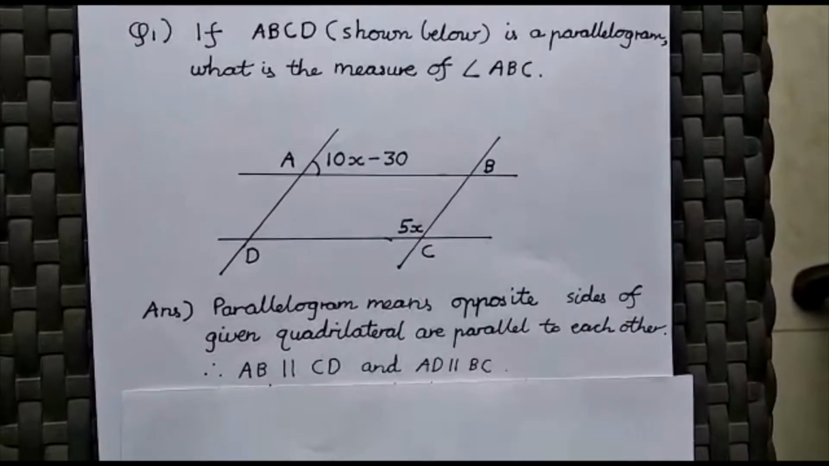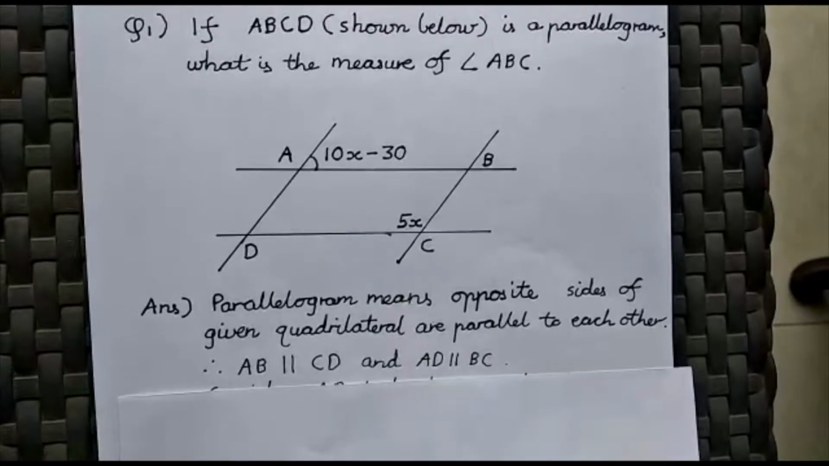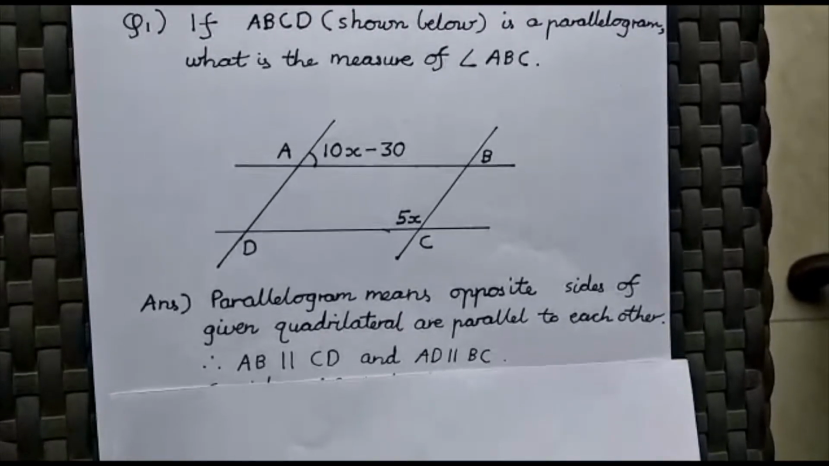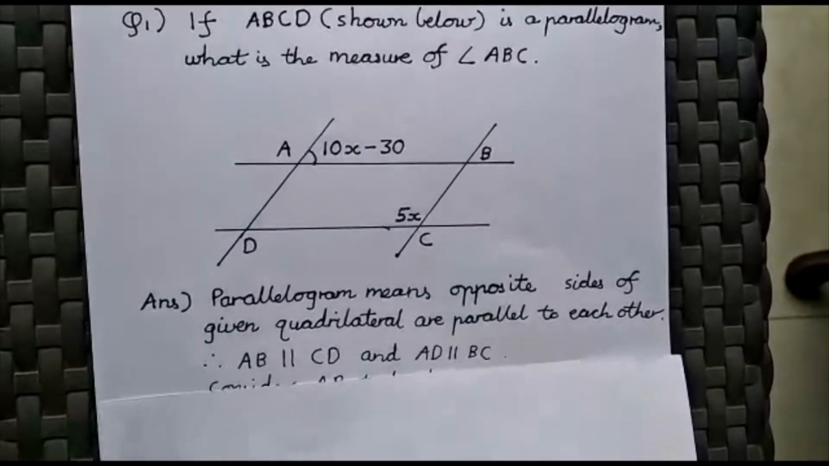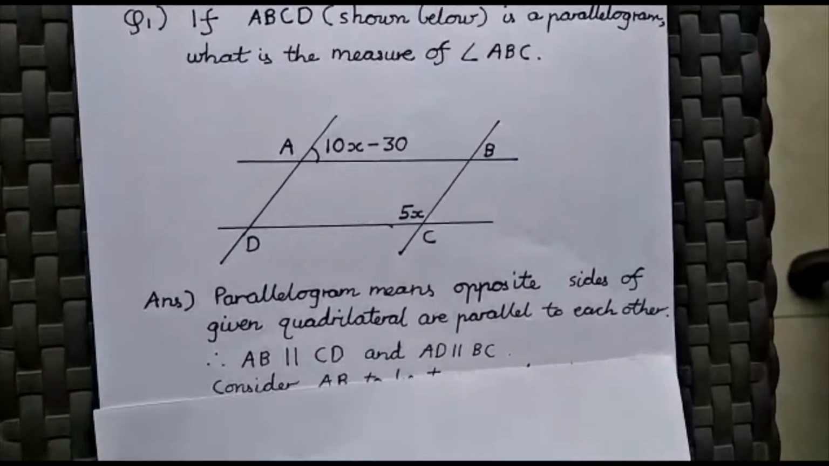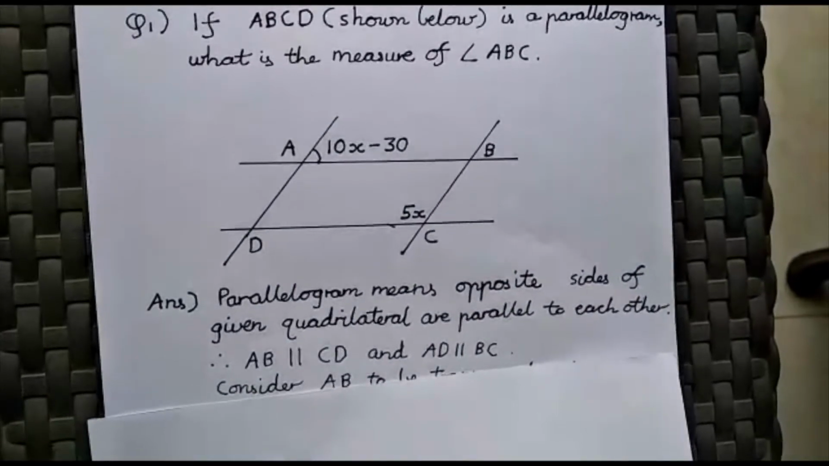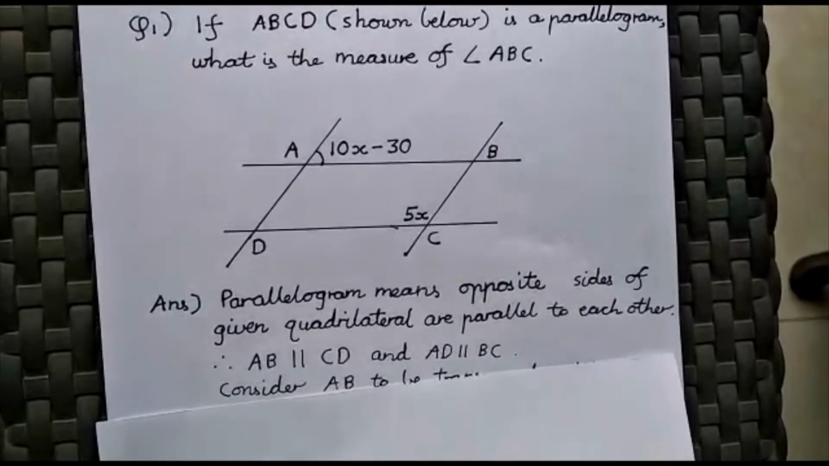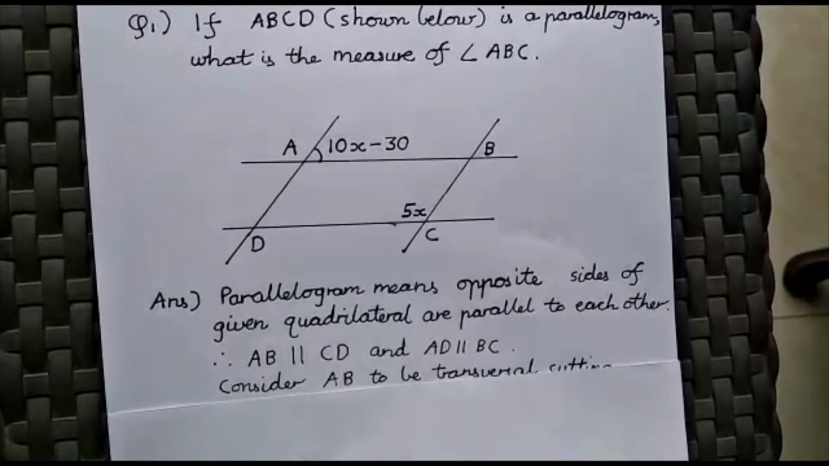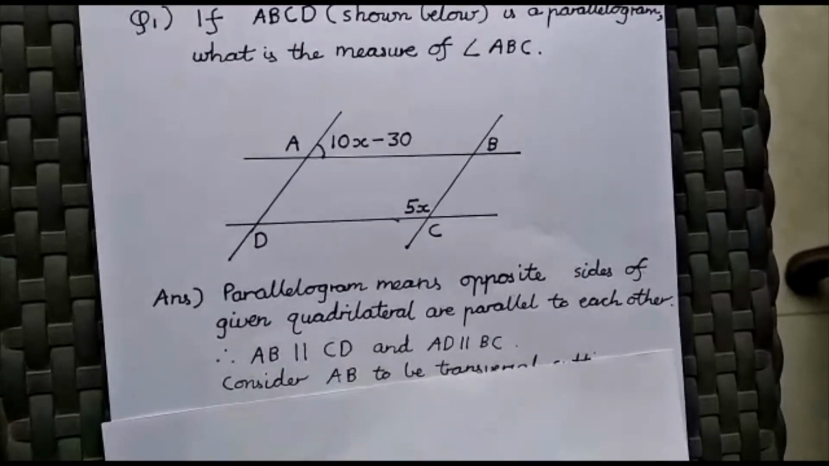Now we remember that if two parallel lines are cut by a transversal, all the acute angles formed are equal to each other and all the obtuse angles formed are also equal to each other. So if we consider lines AD and BC and we consider line AB to be the transversal, then we get angle ABC to be equal to 10x minus 30, because 10x minus 30 and angle ABC are alternate interior angles. Therefore, we get angle ABC equal to 10x minus 30.